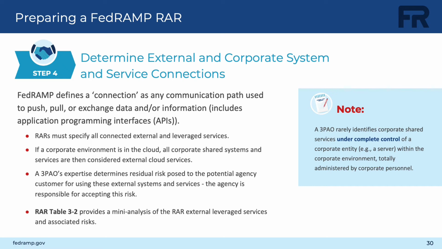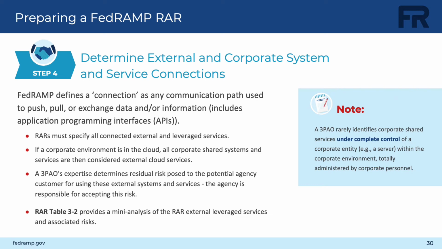The CSP often establishes connections to external systems and services, to 1, exchange data and information, or 2, augment system functionality and operational support services. This includes corporate systems and services that are not part of the authorization boundary. FedRAMP does not consider cloud systems and services as corporate systems and services. These are external services since these are not under the complete control of the corporate entity. In most cases, corporate is also in the cloud.